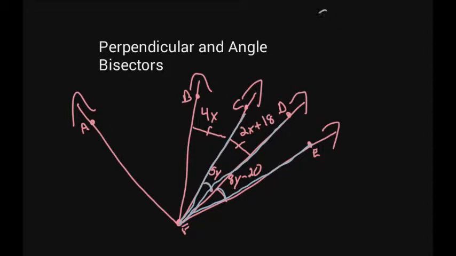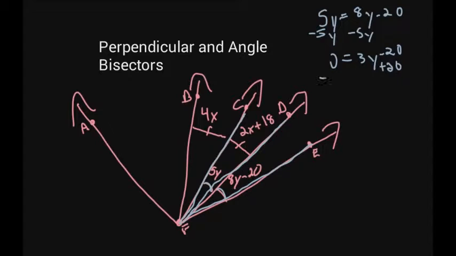So we can set them equal to each other. 5y equals 8y minus 20, and solve from there. So I'm going to subtract the 5y from both sides. So I get 0 equals 3y minus 20. And I'm going to add the 20 to both sides. So I get 20 equals 3y, and then divide by 3, and I get y equals, well, 3 will go into 20 six times with 2 left over, so that'd be 6 2/3.